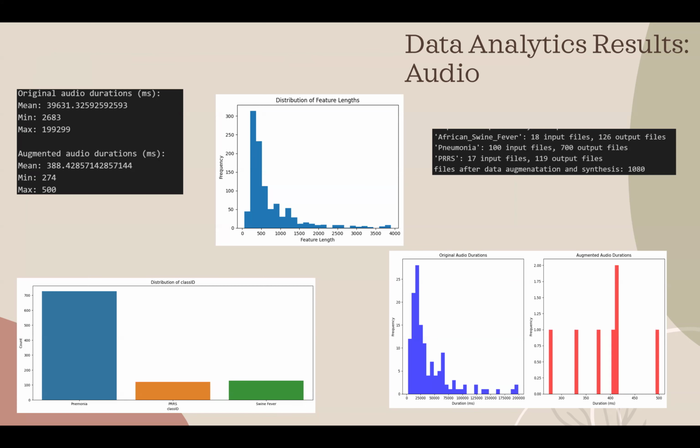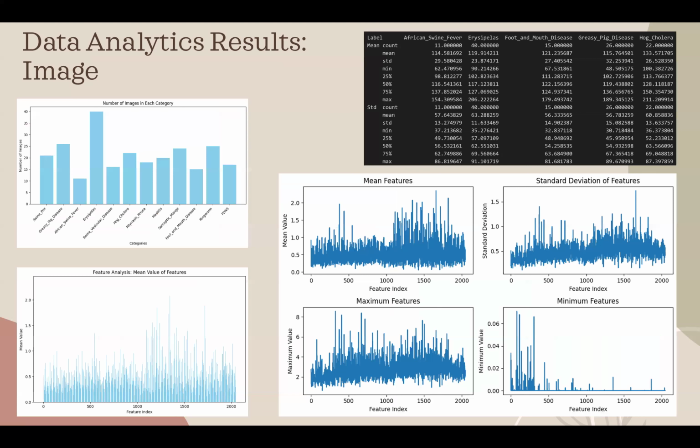Here are a few visualizations to show the distribution of the data we have. Coming to the data analysis results for the images, as you've seen earlier, the number of images in each category is shown here, along with the mean values of the features. Here are the statistics of the image: label, mean, standard deviation, count, and other kinds of statistics.